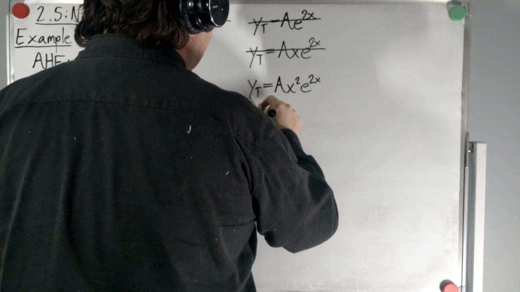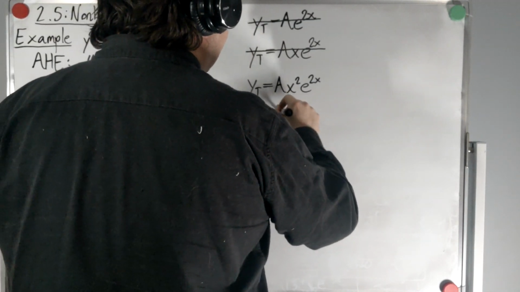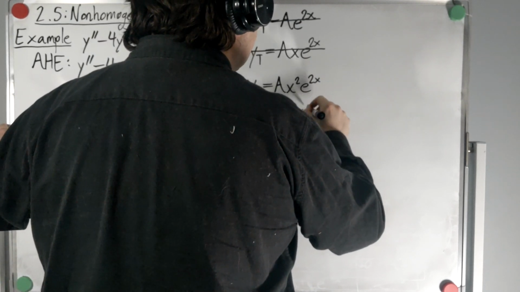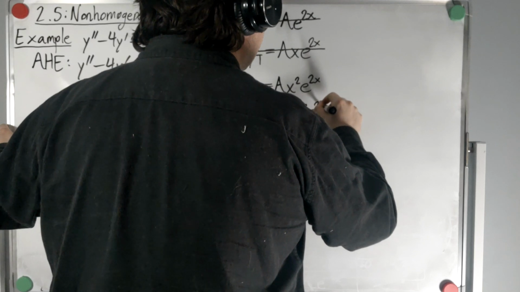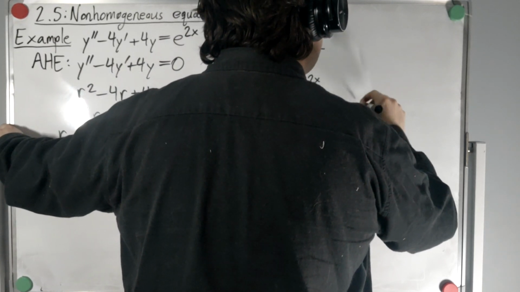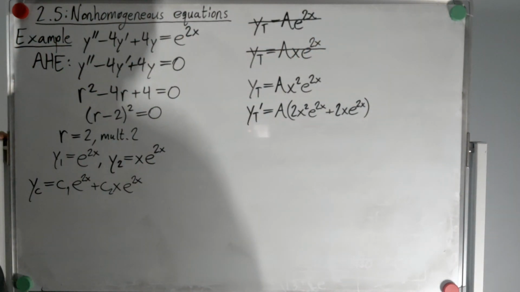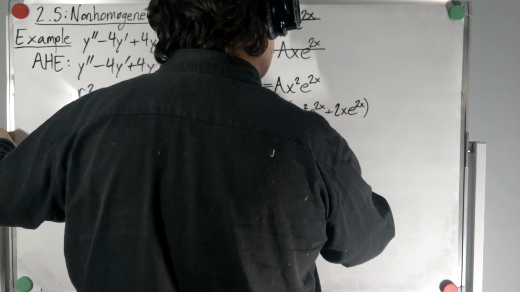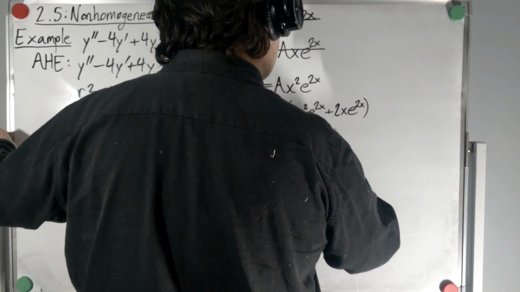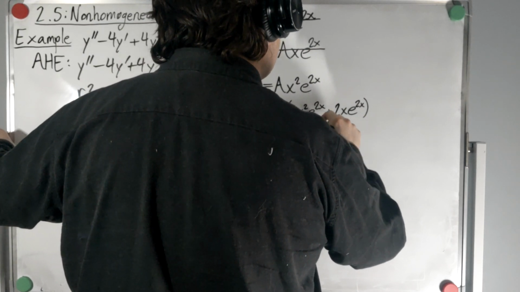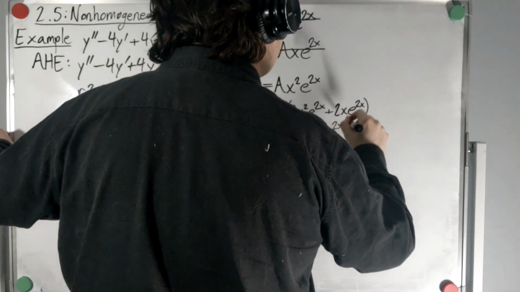So y prime, we're going to have to do the product rule. So the first times the derivative of the second plus the second times the derivative of the first. So let's see here. Altogether, this comes out to be 2a times x squared plus x e to the 2x.